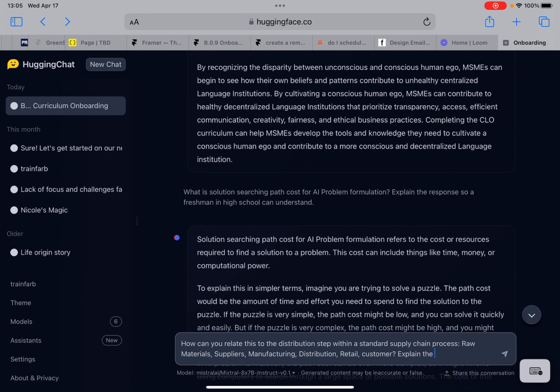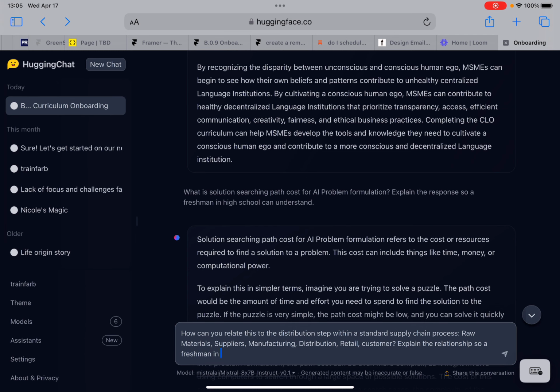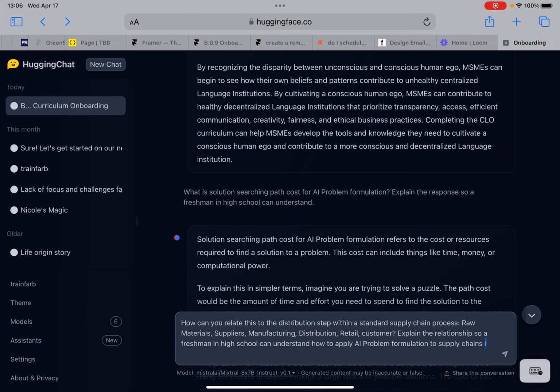Explain the relationship so a freshman in high school can understand how to apply AI problem formulation to supply chains in a practical manner.